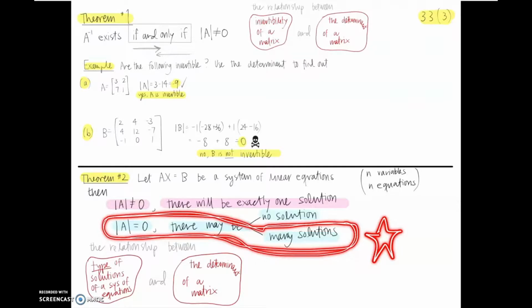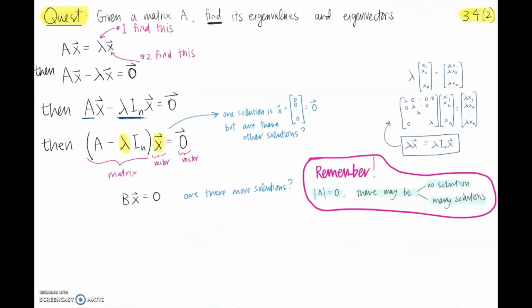If there truly are more solutions to that matrix equation, then the determinant has to equal 0. So that's what we're going to use. All along we're going to remember that if we truly want more than one solution, which the only option is to have many solutions, then we have to have the determinant of the coefficient matrix, which in this case is B, to equal 0.